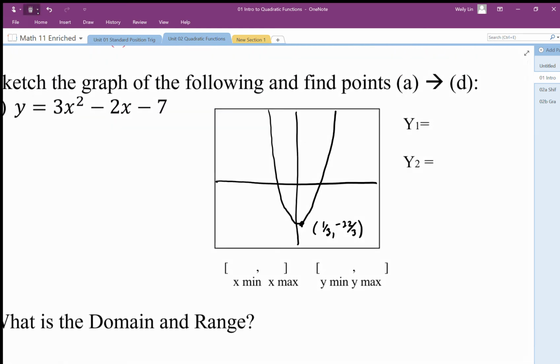The axis of symmetry then is going to be through x equals 1/3. The y-intercept, this point here, happens to be at negative 7. Okay, so there's my y-intercept.